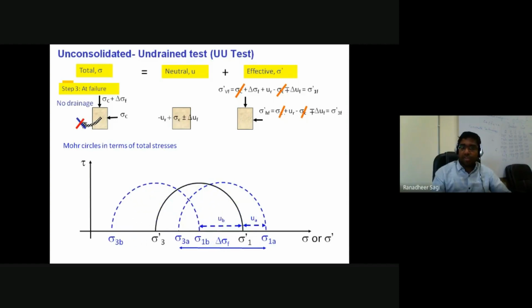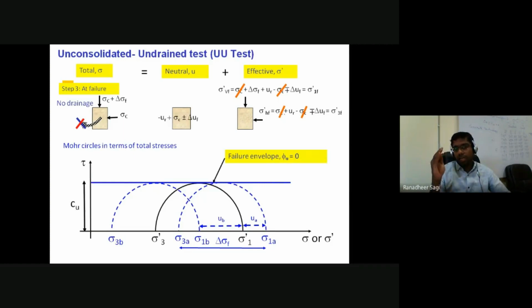Now, in case you are trying to define your failure envelope, either in terms of the effective state of stress condition or the total state of stress condition, your failure envelope is going to be purely horizontal. And this failure plane is going to be purely horizontal only when your soil is fully saturated. In case the soil is not fully saturated, you are not going to have it as purely horizontal. Rather, you will have a certain slope made by your failure plane. So here in this case, the failure envelope is making a slope which is equal to 0.